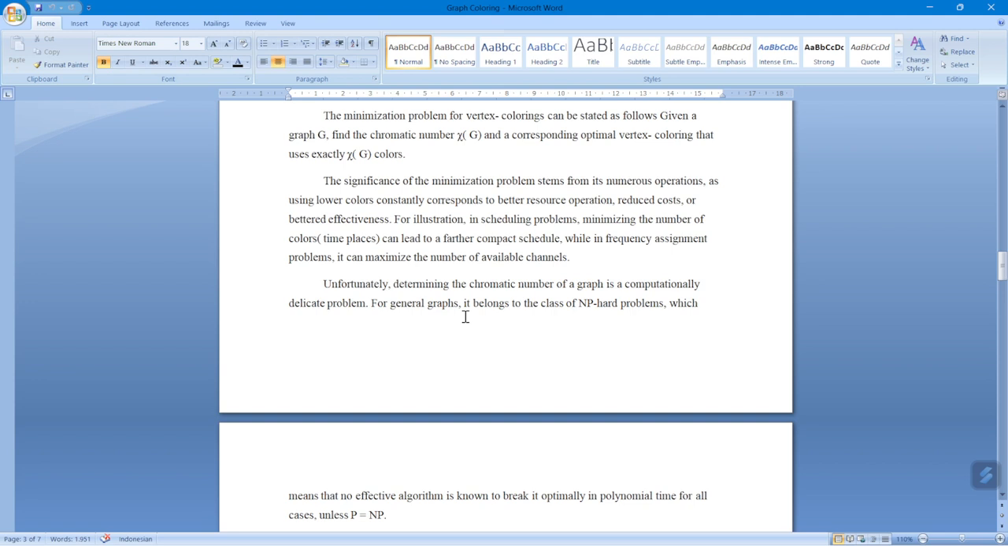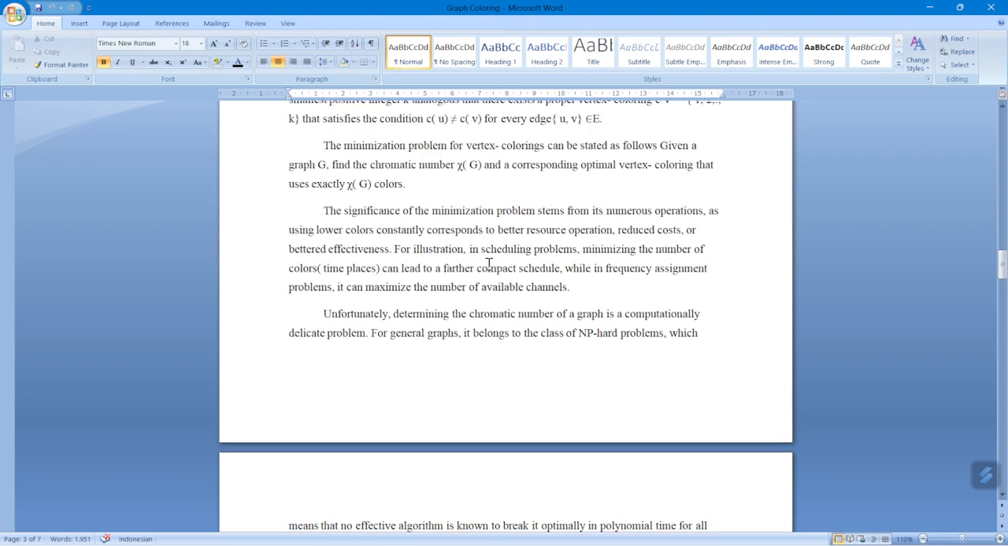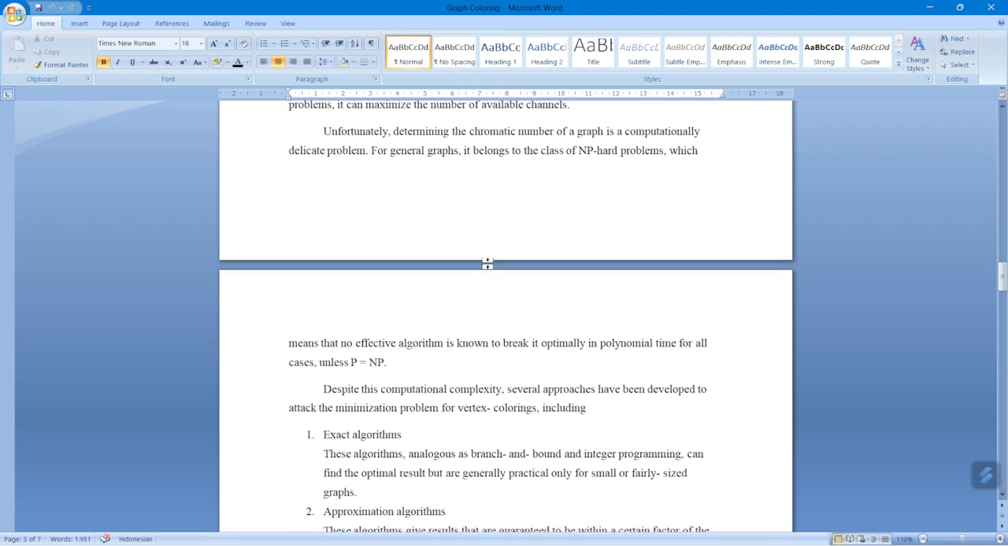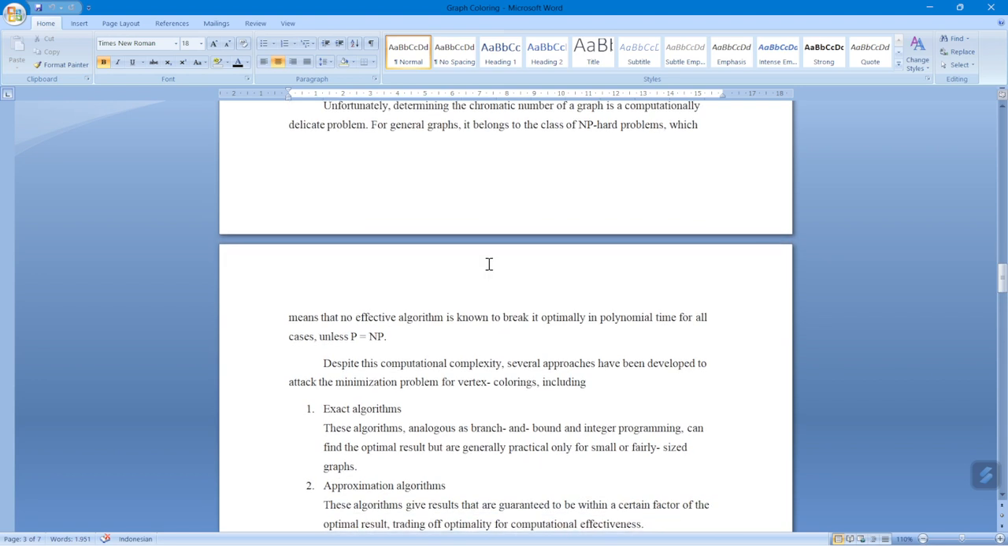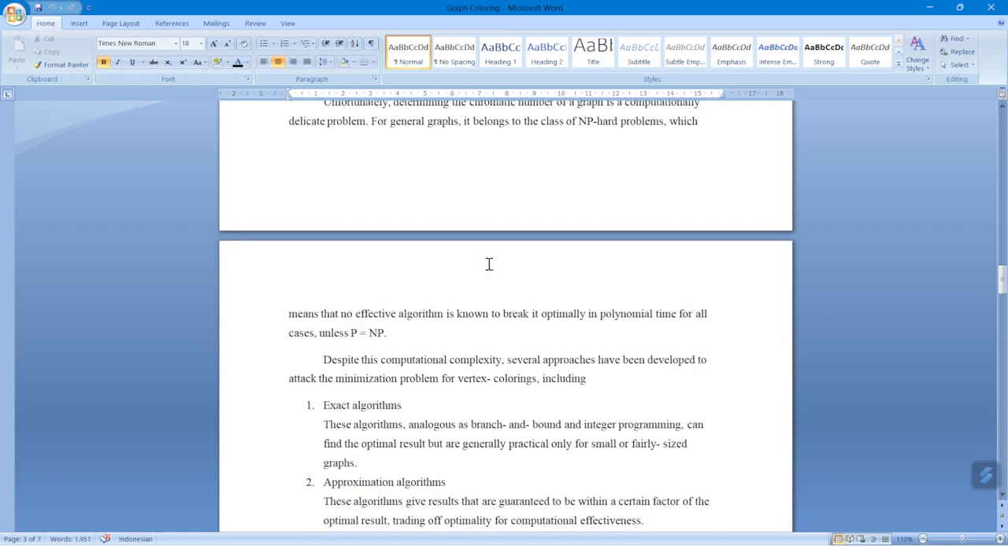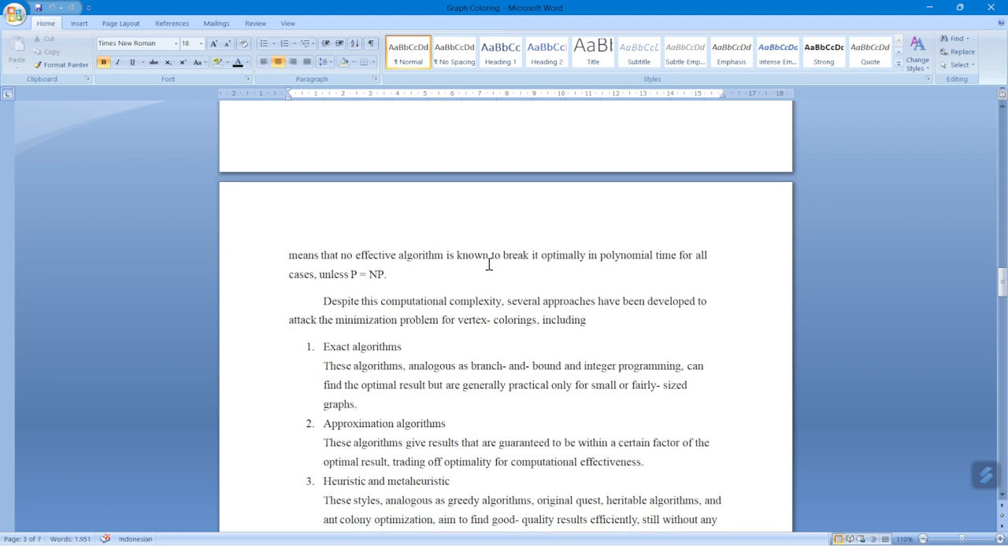For example, in scheduling problems, minimizing the number of colors or time slots can result in a more compact schedule, while in frequency assignment problems, it can maximize the number of available channels. One approach to solving the vertex coloring minimization problem is exact algorithms. Algorithms such as branch and bound and integer programming can find the optimal solution, but are usually only practical for small or medium graphs.